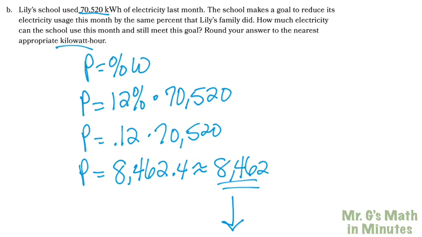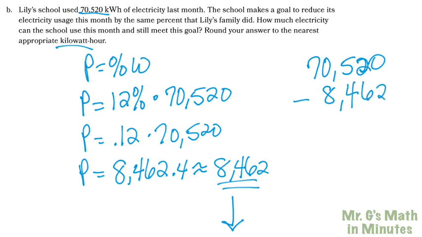So to show how much electricity they can use to meet that goal, we're going to go ahead and take that 70,520 and decrease it by 12% of that, which is 8,462.